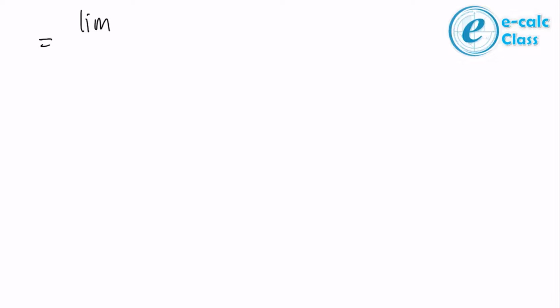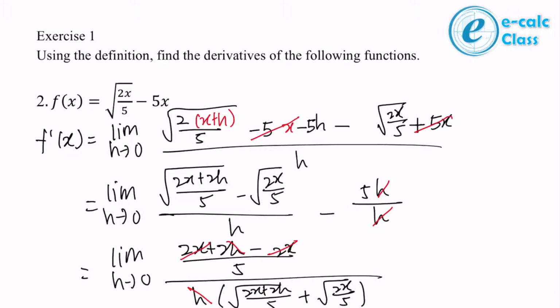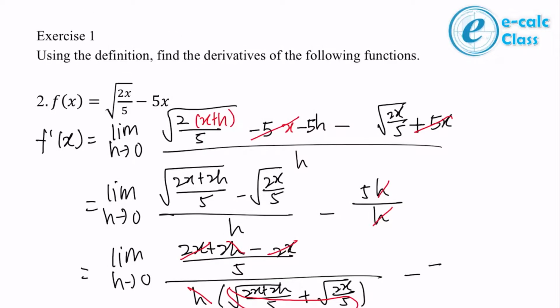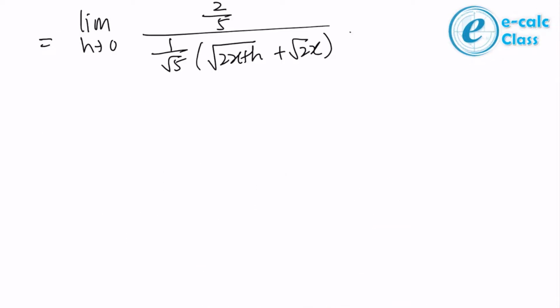Limit h approach 0. We have a 2 over 5 on top and the conjugate at the bottom. And you know what? For this conjugate, we can actually factor out 1 over square root of 5, right? We can factor out this further here. 1 over square root of 5. Why I want to do this? Because I want to simplify with the constant on top. Square root of 2x plus 5 plus square root of 2x. Am I right? And we have a minus 5. Sorry, just now I missed out the minus 5.